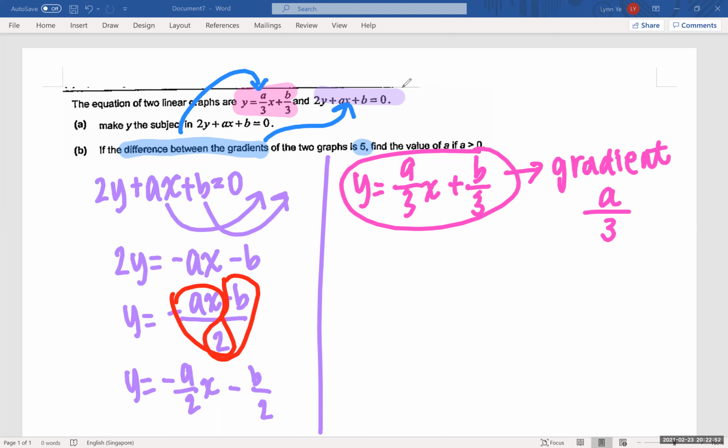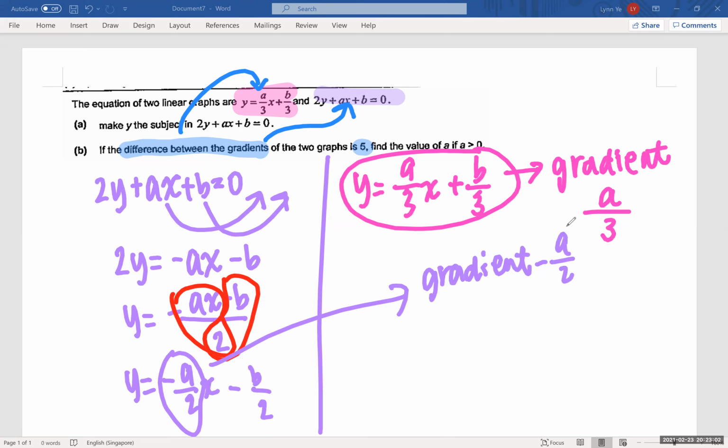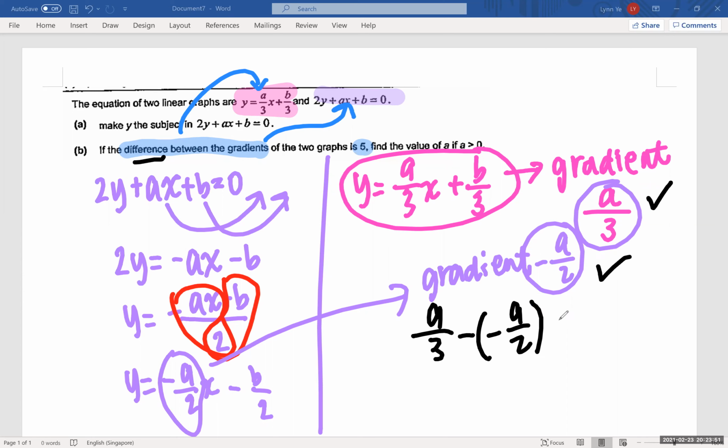Now, what about the purple one? The purple one, the gradient is here. So the purple one, the gradient is minus a over 2. So how do we find the difference in the gradient? To find the difference in the gradient, I have to take this value. Difference means minus away this value. So it's a over 3 minus away minus a over 2 is equal to 5. And then from there, you can start doing your algebra, solving, and then go and find out how much a is.